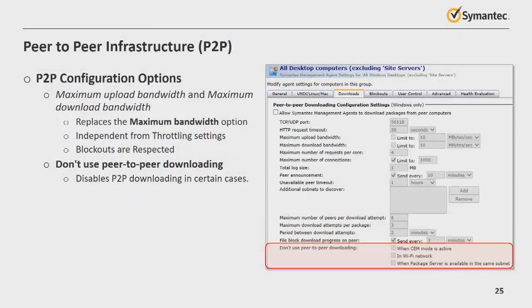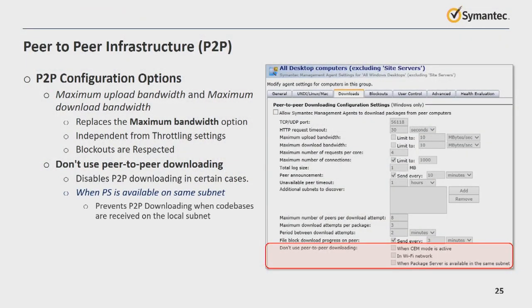All right, so in this case, we're looking at disabling in certain cases. The first one is when a package server is available on the same subnet. So I'm in this room, the package server's down there, it's on the same subnet. It goes, no, I don't need P2P because my package server is literally in the other room, right?